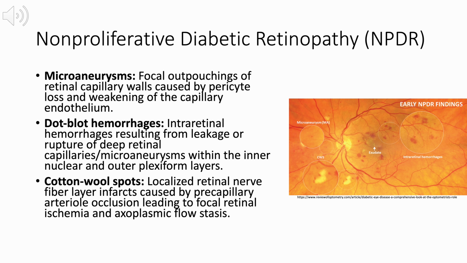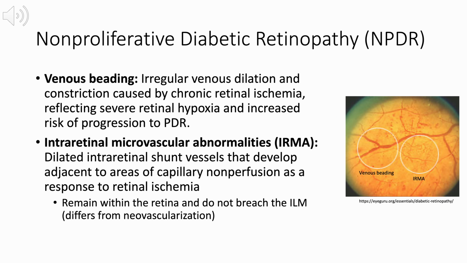The fundus photograph on this slide illustrates these findings in a single eye. You can appreciate scattered small red dots distributed throughout the posterior pole. These are the microaneurysms and dot blot hemorrhages. Interspersed among them are several fluffy, white, indistinct lesions with feathery margins. These are the cotton wool spots.